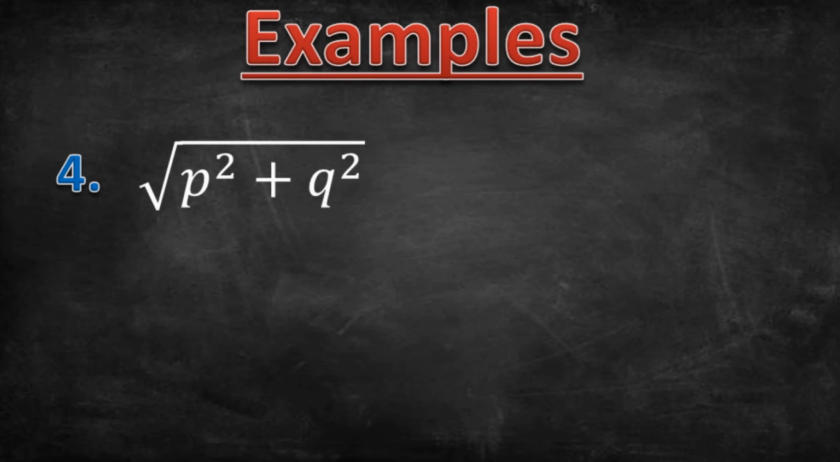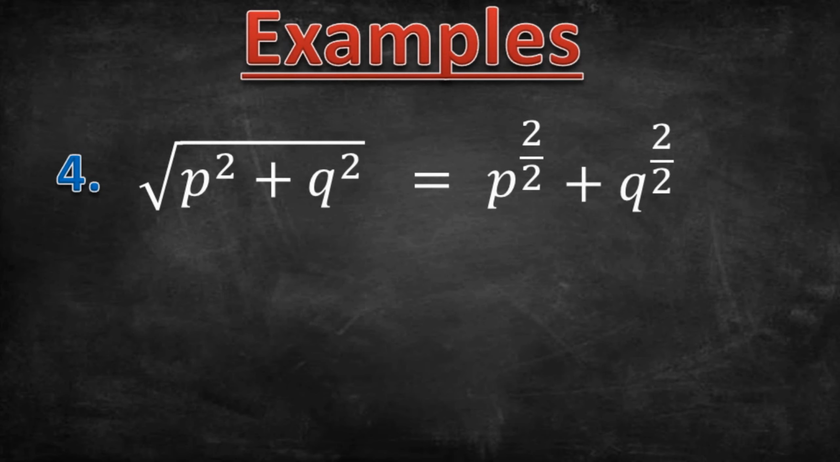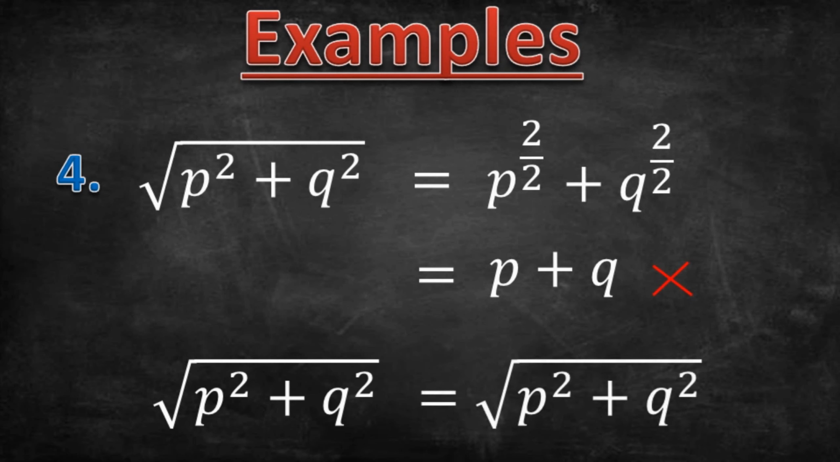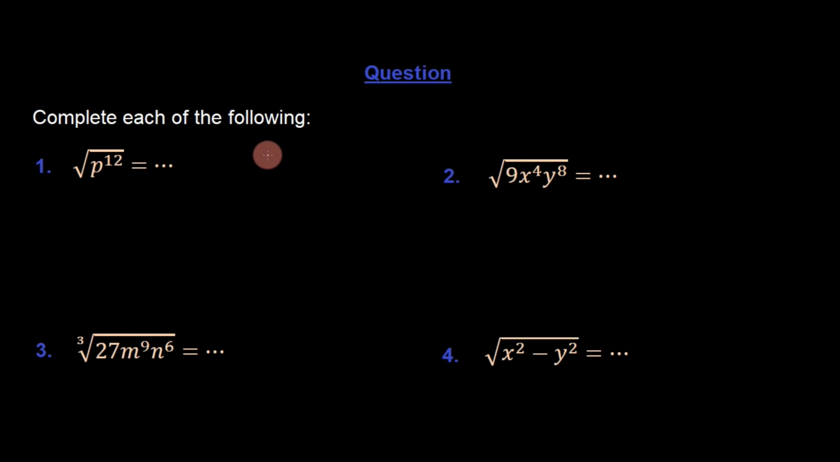Let's look at the last example on law 8. Here we have the square root of p squared plus q squared. What some students may be tempted to do is to apply law 8 in the following way: to divide all the powers under the square root by 2, and so we end up with p plus q. However, this is very wrong. Law 8 can't be applied across a plus or a minus. So the square root of p squared plus q squared is simply equal to the square root of p squared plus q squared, and there's no way in which we can simplify this expression. Please try this question before you look at the answers.